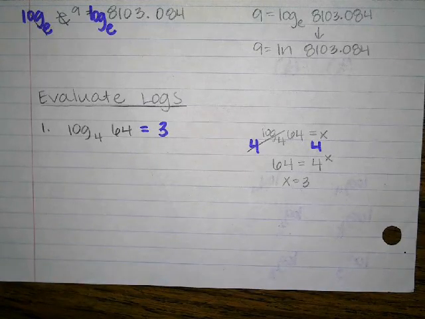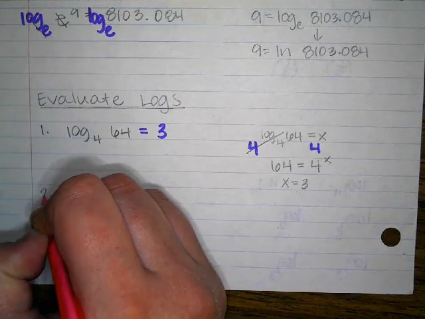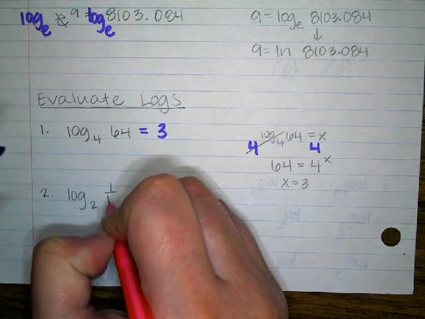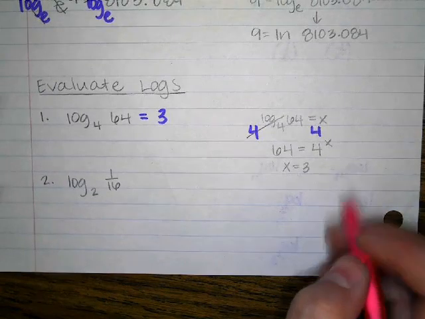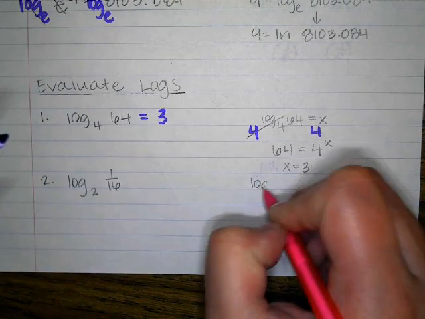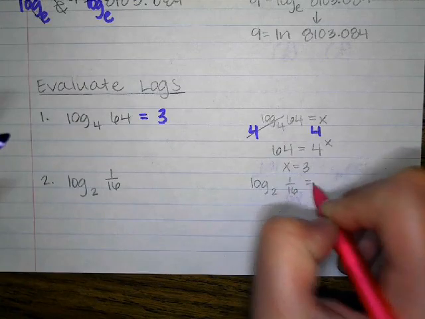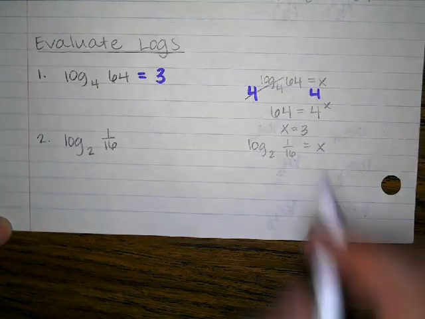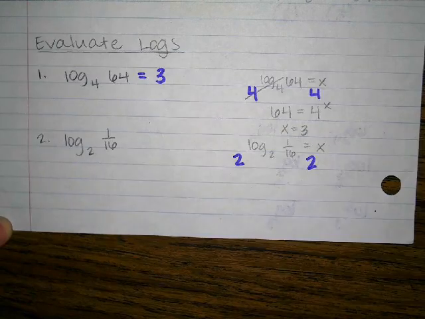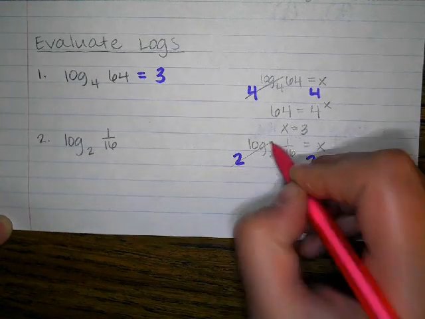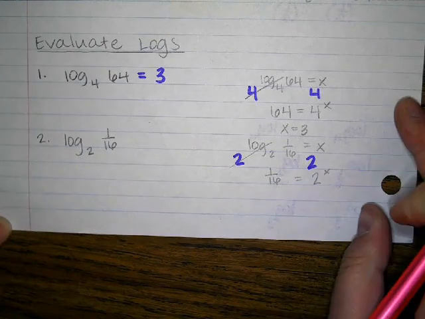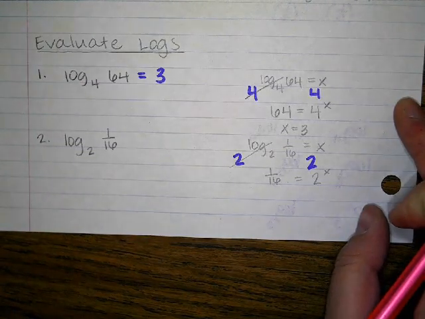Log base 2 of 1/16. So off to the side, I'm going to say log base 2 of 1/16 equals x. And then what am I going to do? Base of 2, base of 2. So 1/16 is 2 to a certain exponent, negative 4. 2 to the negative 4 is what gives us the fraction 1/16. And so we can say that this equals negative 4.